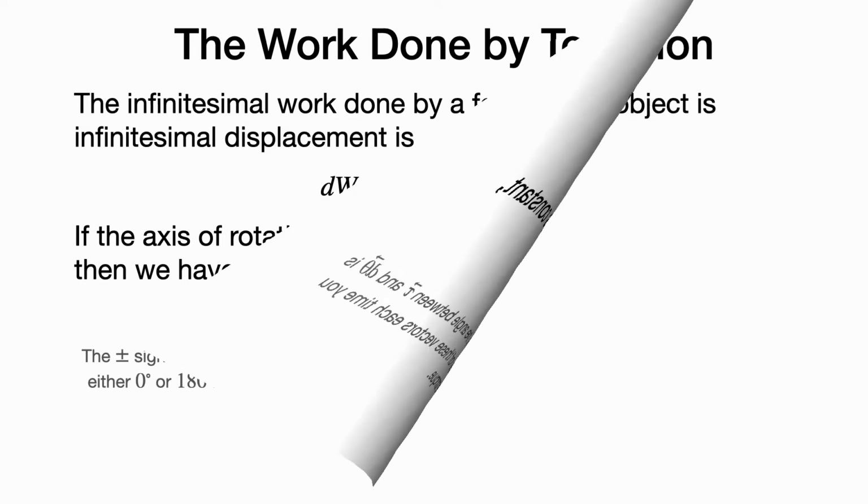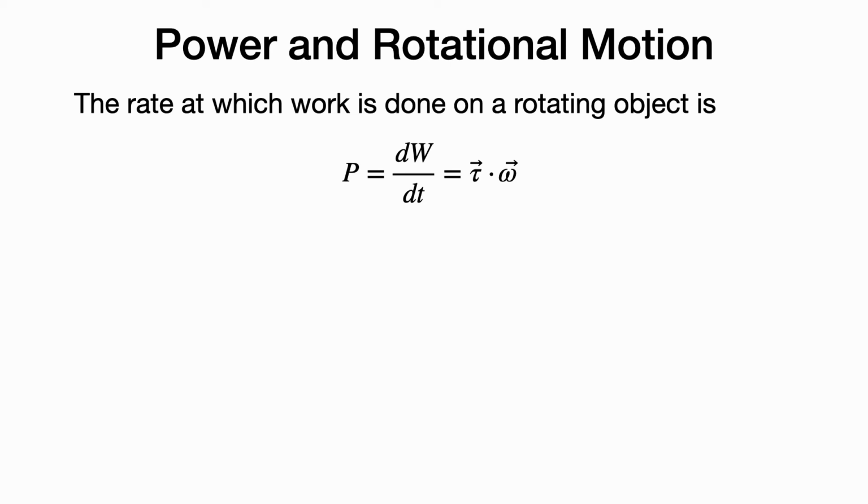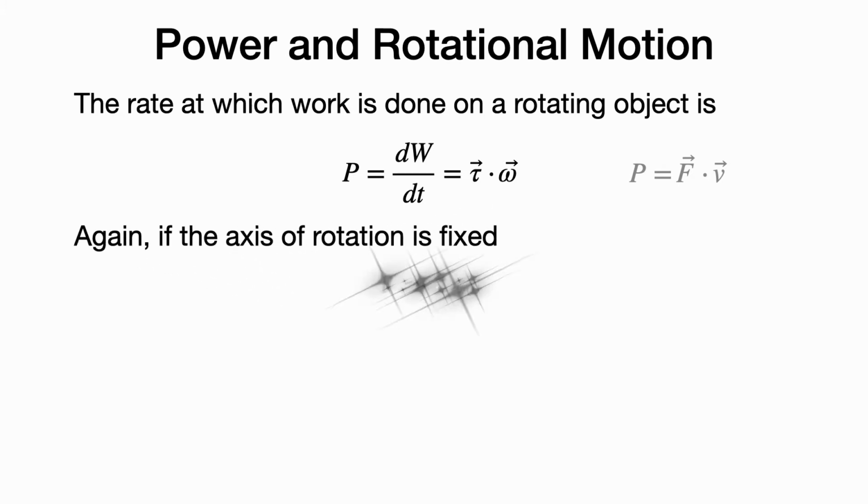You must be sure to check the directions of these vectors each time you compute the work done by a torque. The rate at which work is done on a rotating object is given by the power being equal to the torque dotted in with the angular velocity. This is in direct analogy with the translational version, which says that power is force dotted in with translational velocity. Again, if the axis of rotation is fixed, then the power is just plus or minus the magnitude of the torque times the magnitude of the angular velocity.